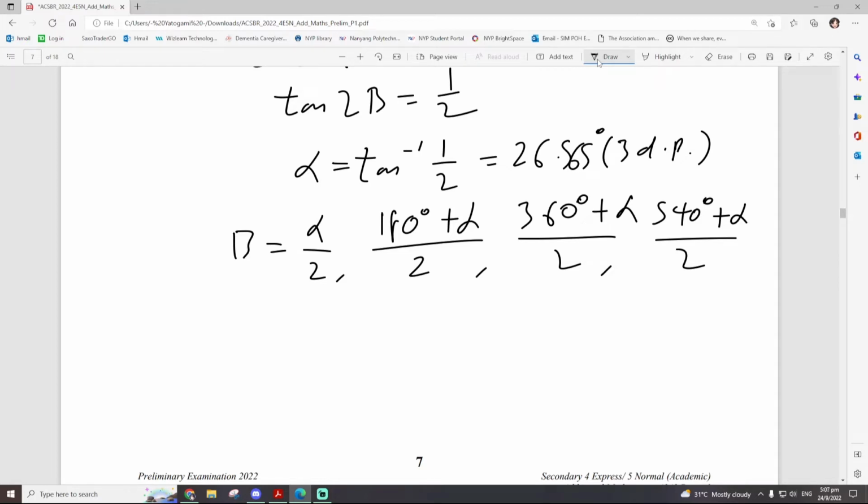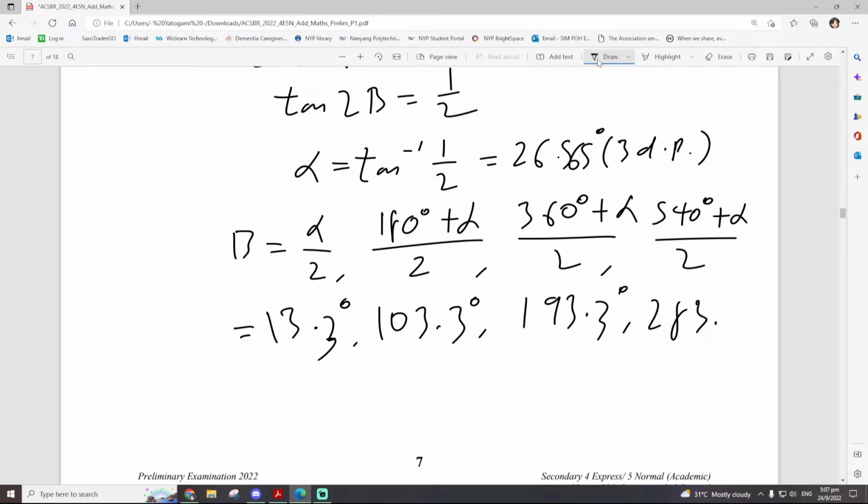Okay. Then we'll express everything in 1 dp after that. So if I do that, this one is 13.3 degrees. Then you'll notice actually each one is adding 90 degrees to the answer. So this one will become 103.3 degrees. You add another 90, you get 193.3 degrees. And finally, you add one more 90, you get 283.3 degrees. Okay, and then all of these are 1 dp. So those will be all of your solutions.